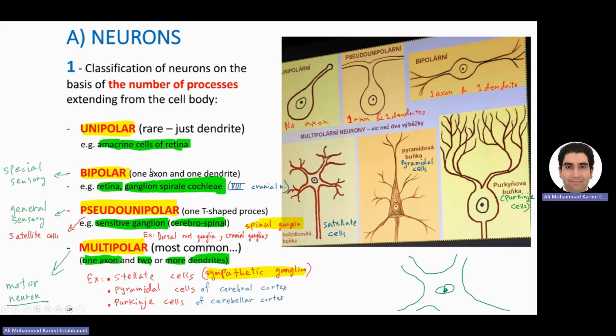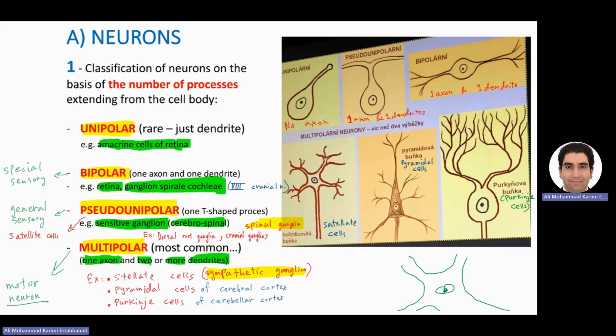Then we will have bipolar cells. The bipolar cells, it simply means that there is one axon here and one dendrite. And where we can find them? Basically, these bipolar neurons, they are special sensory. Their function is for special sensory, and therefore for retina, so the special sensory in that area will be to look, and for spiral cochlear ganglion, so for hearing. And then, yeah, so that's bipolar. They're going to connect the cochlea to the nuclei in that area.